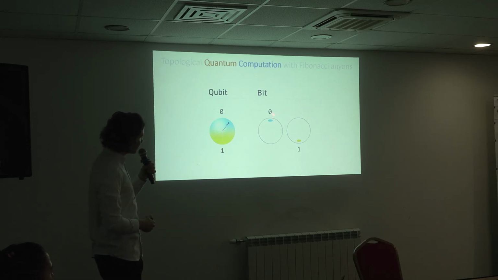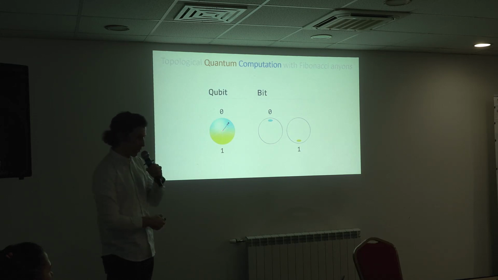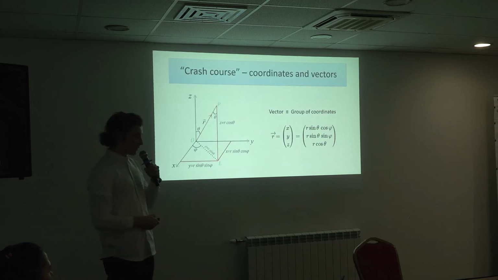And while a bit can only be 0 or 1, this electron doesn't have to go only this way or that way, it can actually rotate around any axis. And these lines here, maybe not easily seen, look like coordinates, and this arrow looks like a vector. Yes, indeed, there are coordinates and vectors. So, crash course, coordinates and vectors.